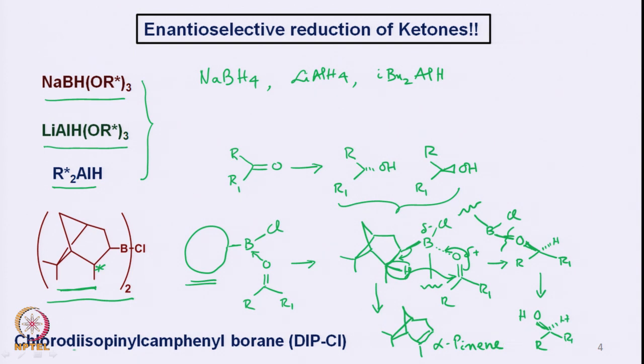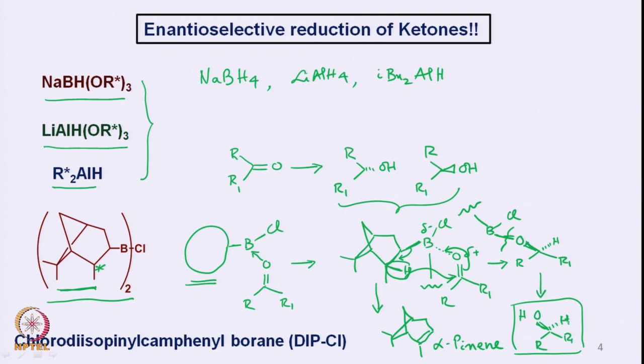The reducing agent is chlorodiisopinyl camphenyl borane, and what is interesting is that the chirality of this particular part is guiding the hydride transfer to the carbonyl group, and then the asymmetric reduction leads to this particular chiral alcohol, which is of very high enantiomeric purity. So these are the various reducing agents that are needed for the reduction of ketone to the alcohol.